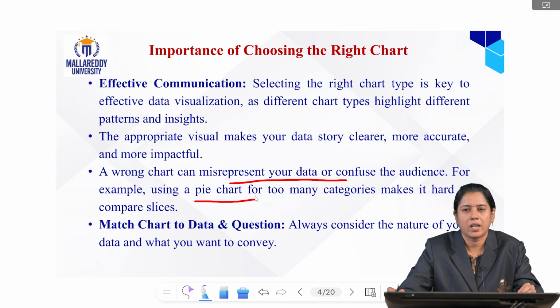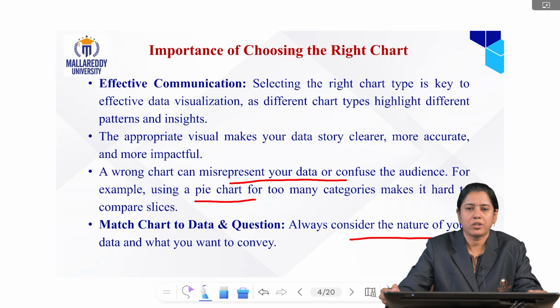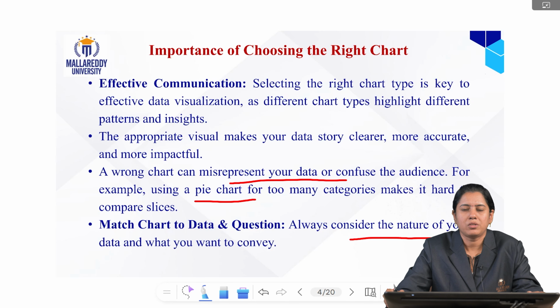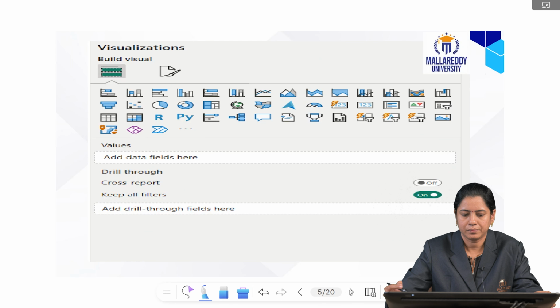So choosing the variable and choosing the chart are both very important. Also consider the nature of your data while you are choosing the charts. Nature of the data means whether you are using numerical variables, categorical variables, or geographic variables. That is also important to consider.